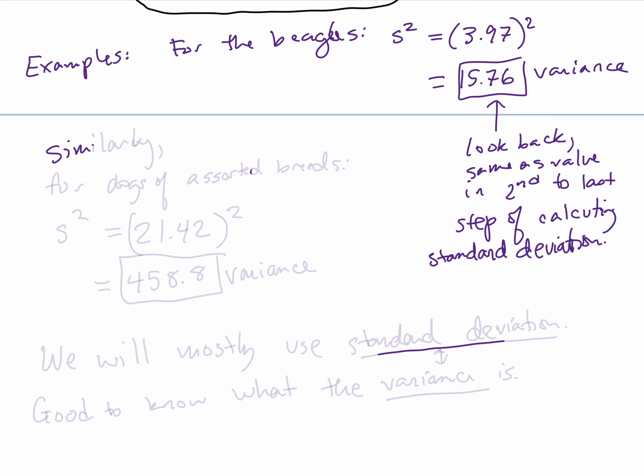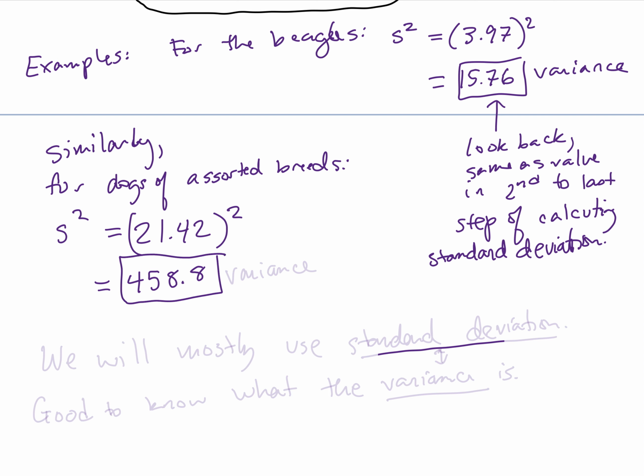And similarly, for the dogs of assorted breeds, or the dogs with no specified breed, our standard deviation was 21.42. But if we square that, that will give us the variance. And so that would give us a variance of 458.8. So it's just the value that we get before we take the square root in calculating the standard deviation. So again, this is the variance.